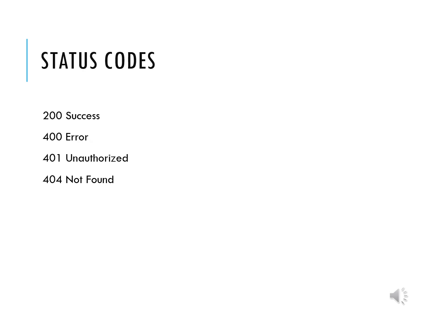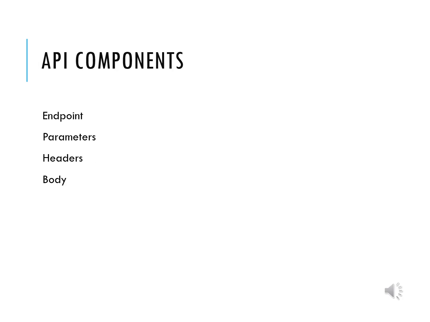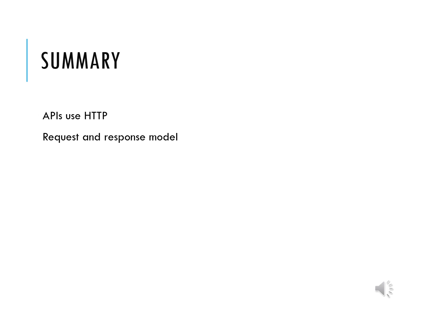When the server responds, it sends a status code. 200 means success. 401 means unauthorized. 404 means not found. Every API has endpoints, parameters, headers, and a body. These parts help APIs work correctly. So APIs work using HTTP, requests, and responses. This is the basic API flow.